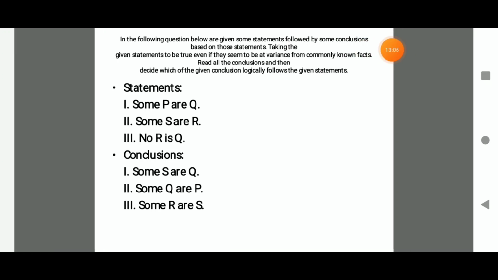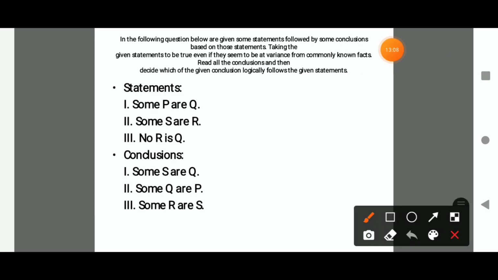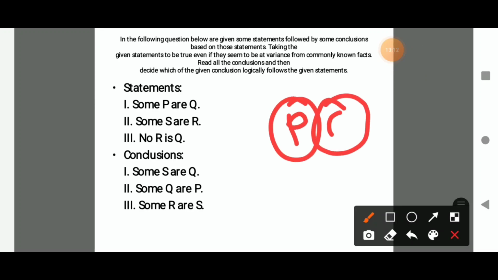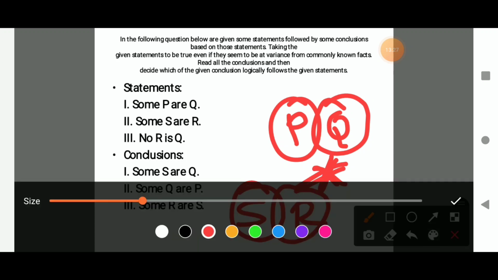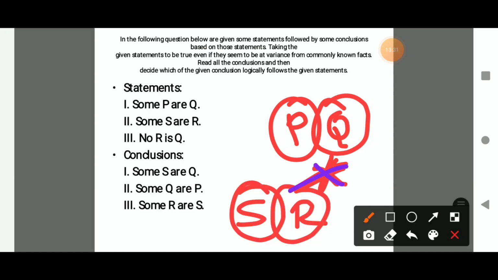So next one, this is related to syllogisms. Some P's are Q's. Some S's are R. No R is Q. There is no relationship between these two. Sorry, let us use a different color. There is no relationship between Q and R.